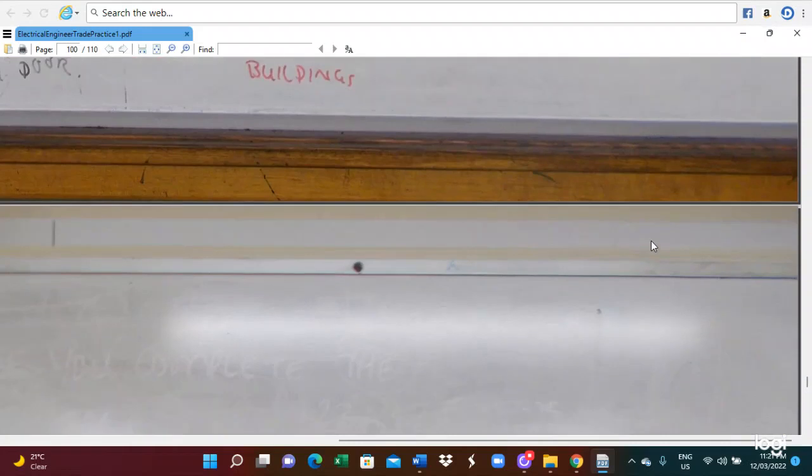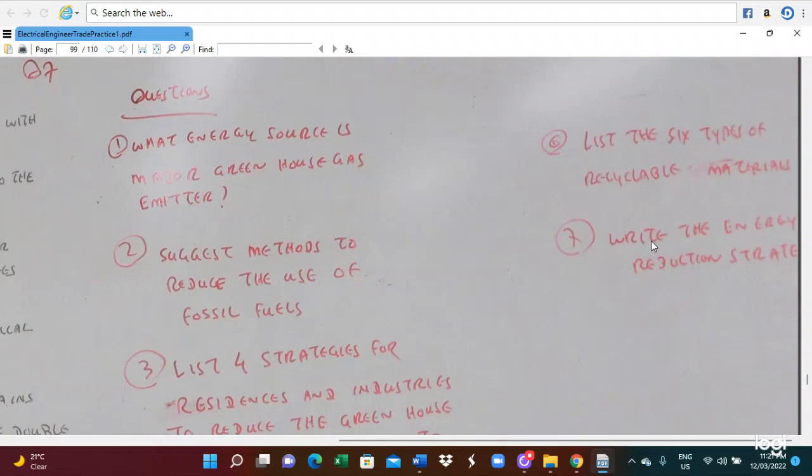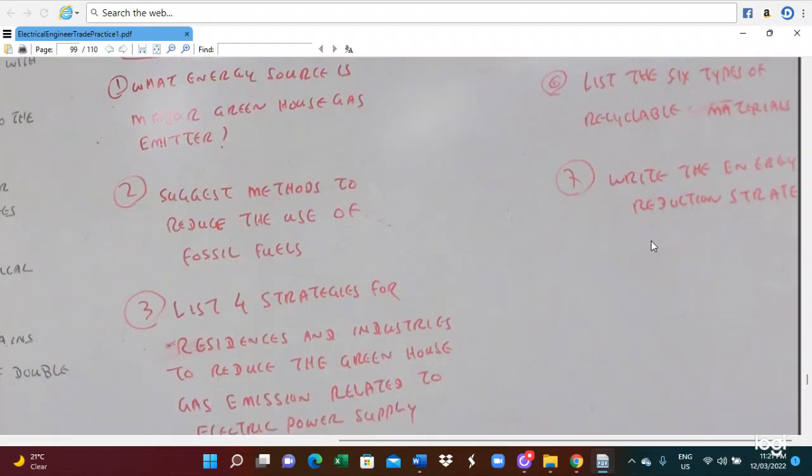Then you have to answer the two questions. Those questions are the energy and greenhouse gas reduction strategies questions.